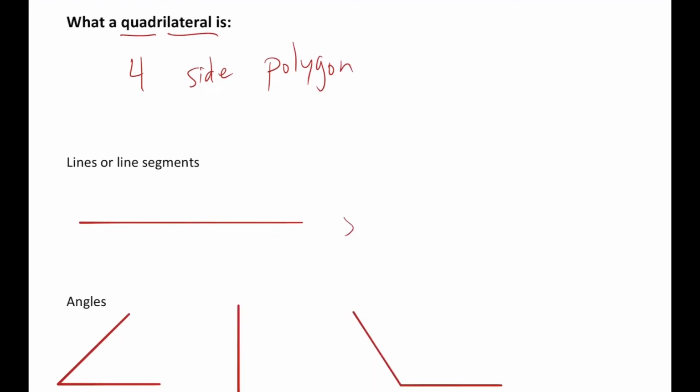And so lines are line segments. We know that those have to be straight. So I cannot have a curved line, right? That does not work. It has to be a straight line to be a line segment. And so my polygons are made up of straight sides.